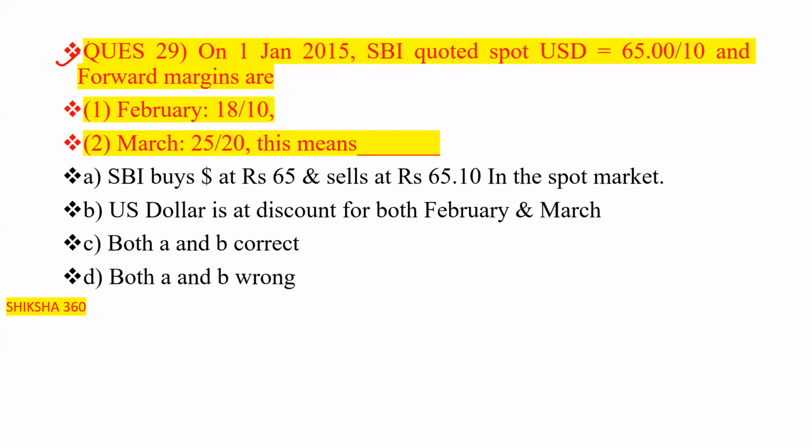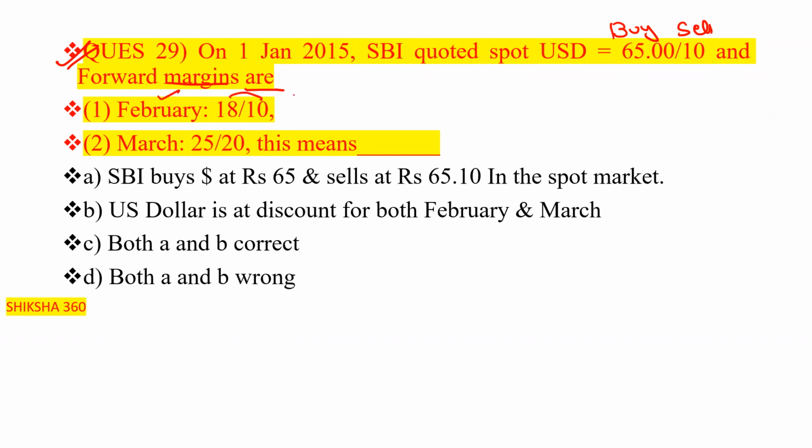Now move to question number 29. On 1st of January 2015, SBI quoted spot USD equal to 65.00. This is the buy rate. This is the sell rate. And forward margins are clear. So what are the forward margins?